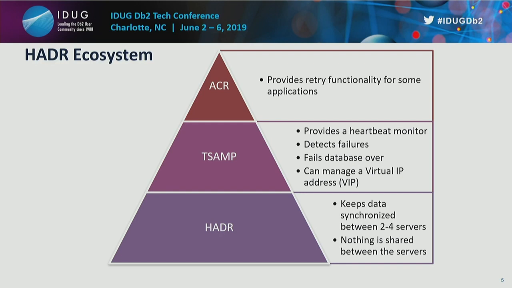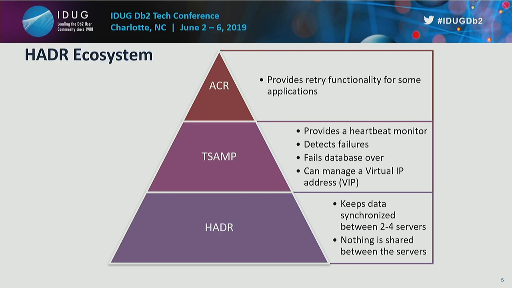If you don't put TSAMP in, then actually failing over, doing a takeover between servers, is done with a takeover command. It's very fast, but it's usually done by a person. If you want to script it, don't script it, use TSAMP or a similar tool in order to do that part for you. Automatic client reroute is awesome.